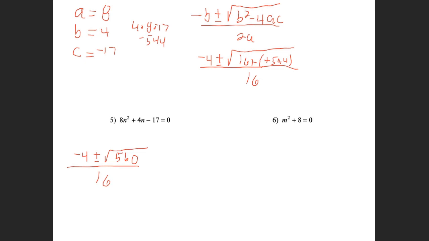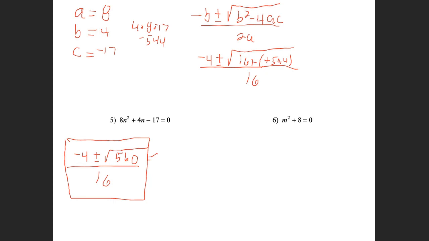Now, I don't think the square root of 560 is a nice number. So let's go 560 square root. It's not a perfect square root. So we can just leave our answer just like this. Okay? Just leave it. If this is not a perfect square root, just leave your answer just like that. If it is a perfect square root, then we have to keep working and take it down farther.